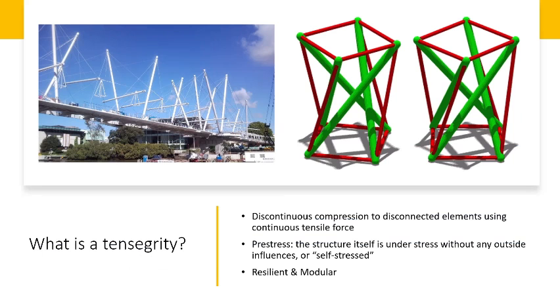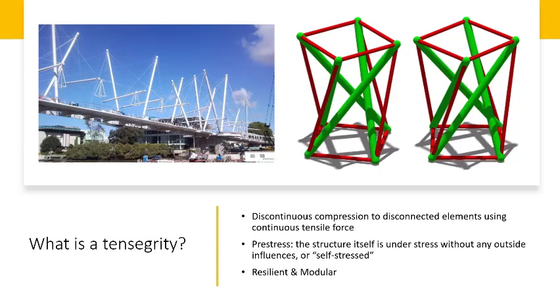So what is a tensegrity? A tensegrity is a structural principle that applies discontinuous compression to disconnected elements using continuous tensile force. Buckminster Fuller coined the term back in the 1920s, noting the structure's integrity and tensile force, hence tensegrity, tensional integrity. The figure on the right displays a very basic tensegrity structure.